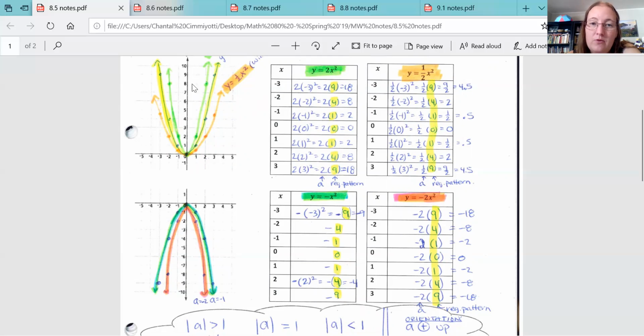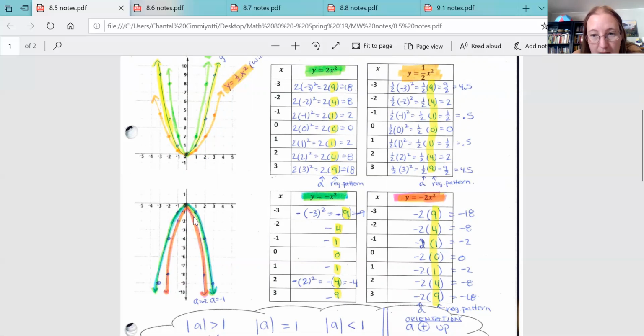So the point of this first row, or this first area here, is to talk about the A being positive and just how it affects the stretch or compression of it. When it's a negative, what that does is it just multiplies it all by a negative. So it's going to flip it all below the x-axis. So it's going to be opening downwards. That's called orientation. So it's going to have a downward orientation.